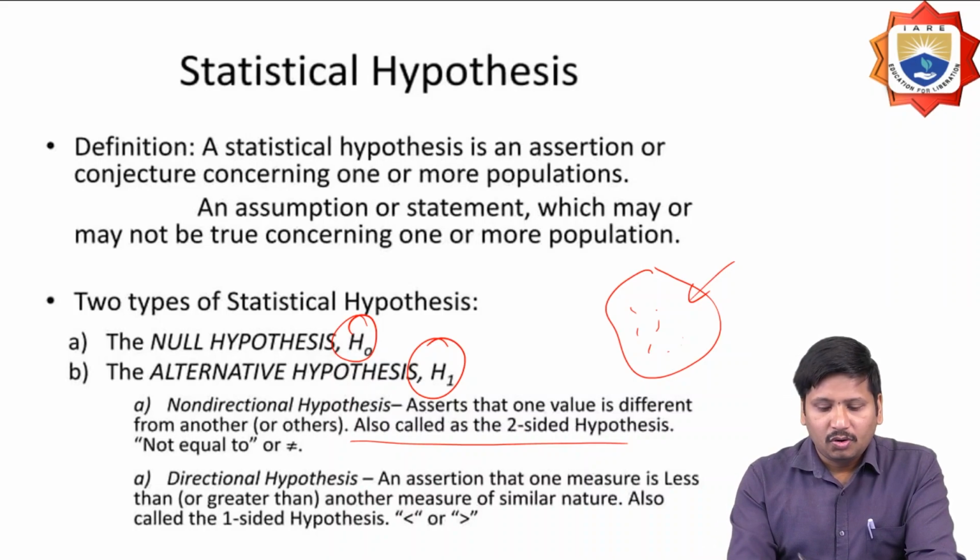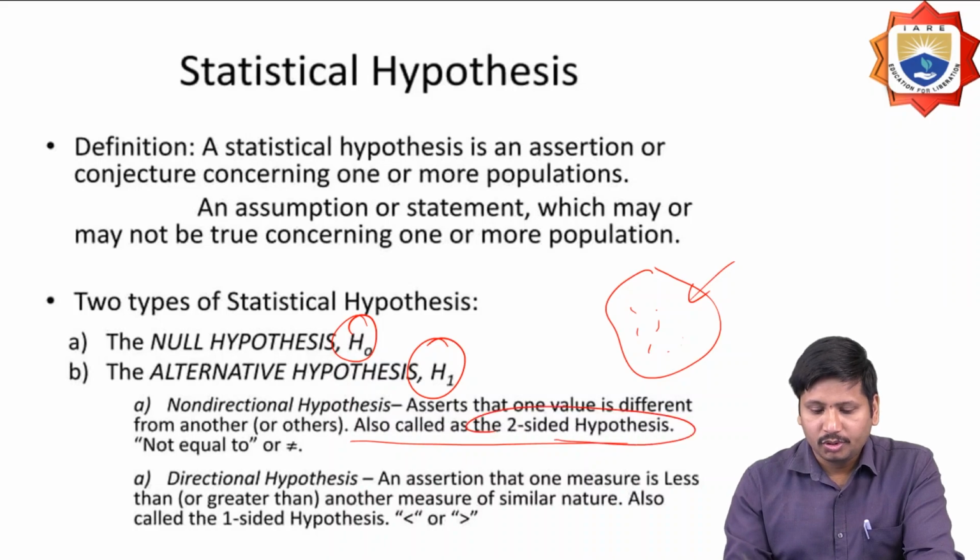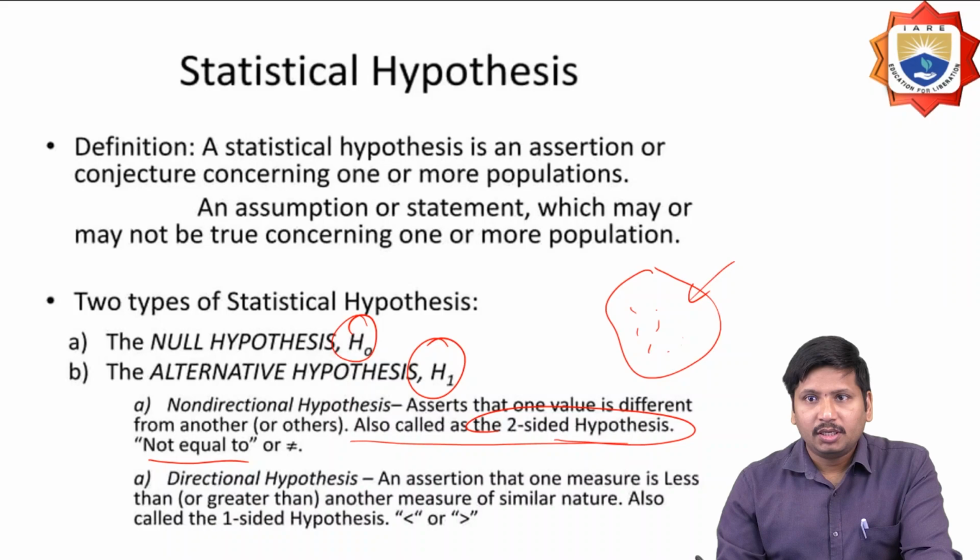So normally this non-directional hypothesis asserts that one value is different from another, so it is also called a two-sided hypothesis, like not equal to. Directional means that it is an assertion that one measure may be less than or greater than the measure of a similar nature. So that is called a one-sided hypothesis.